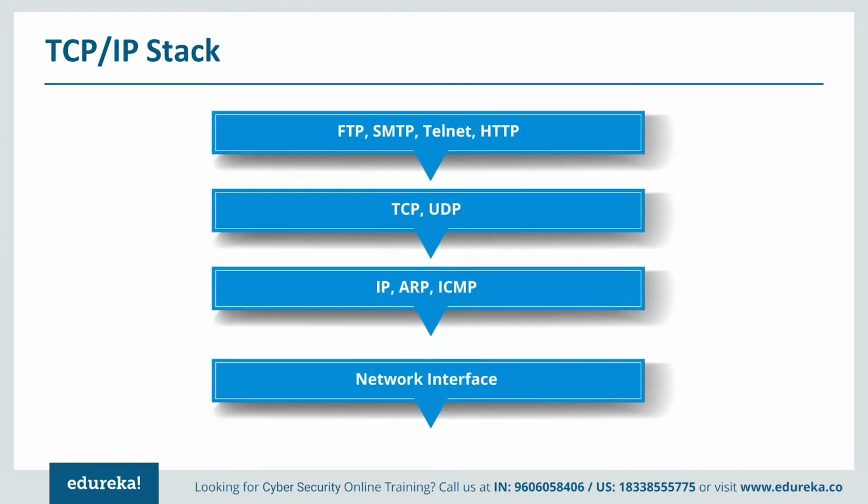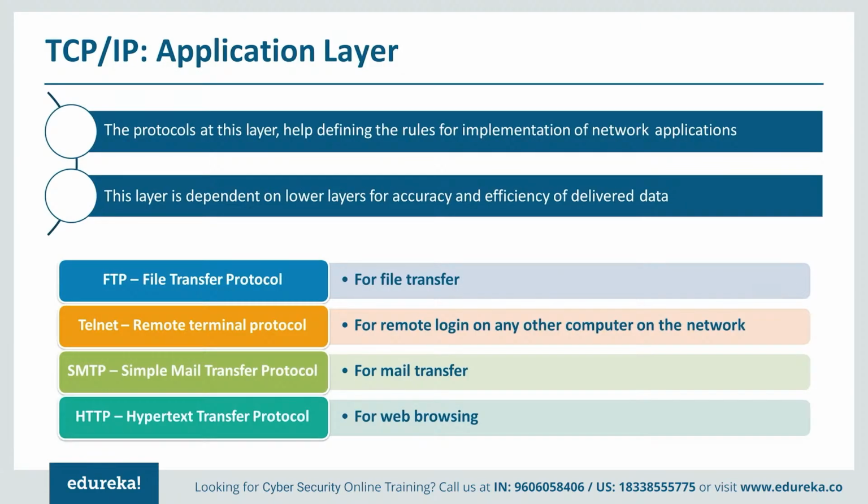So the simple TCP/IP stack. What are the protocols used? The application layer uses FTP, SMTP, Telnet, HTTP, etc. The host-to-host layer uses TCP and UDP protocols. The internet layer uses IP, ARP, ICMP. And then the network layer, the network interface. These are the simple examples.